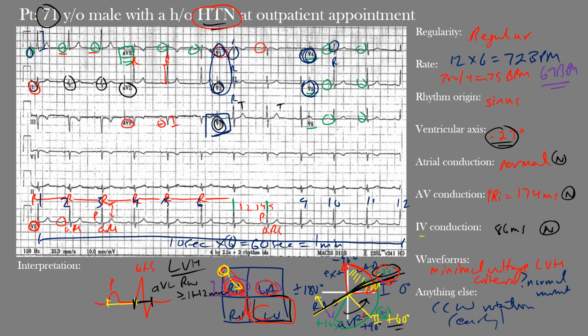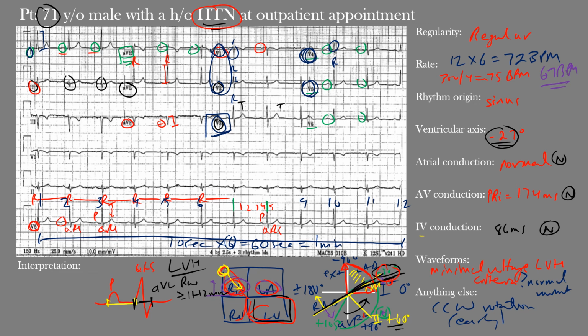Anyways, the main thing I want you to keep in mind with R wave progression and the transitional zone is that it's highly dependent on lead placement. So make sure the leads are in the right place before you use that in your interpretation. So what's our final interpretation?